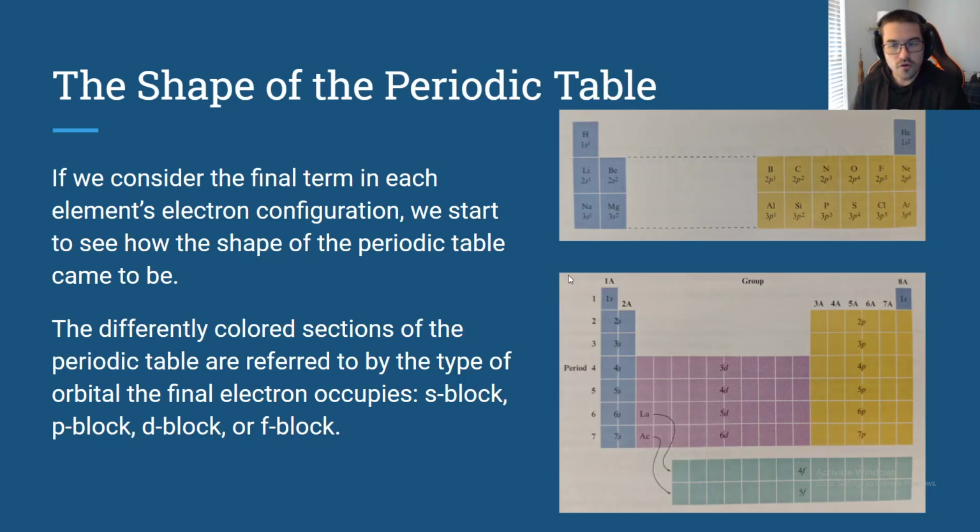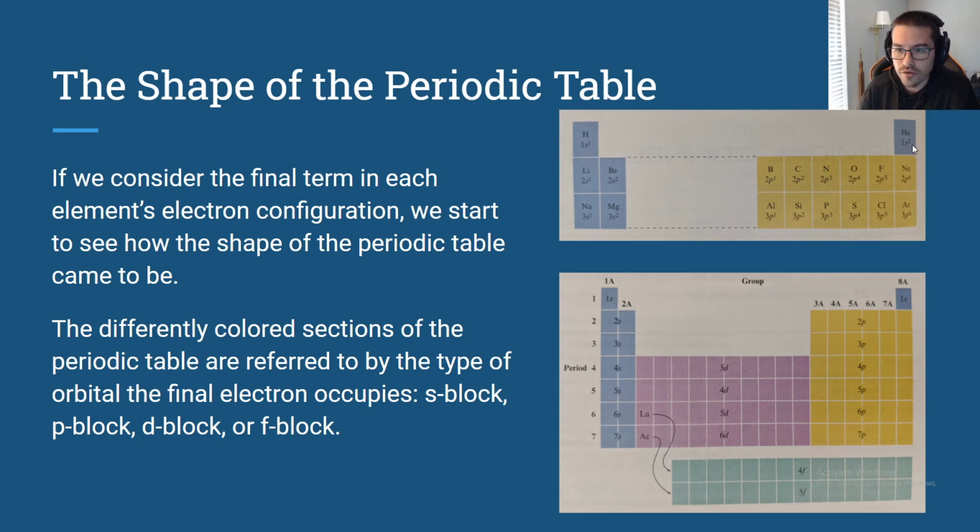Okay, so I also want to take a moment to talk about the shape of the periodic table. Once again, I did talk about this in my class last year, so you likely have heard mention of this. Depending on the final term in each element's electron configuration, let's say we wrote the final term in each electron configuration in the box for that element. So if you see here, for hydrogen, there's only one term, 1s1.